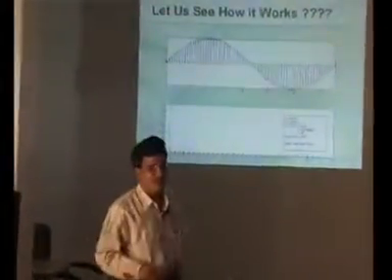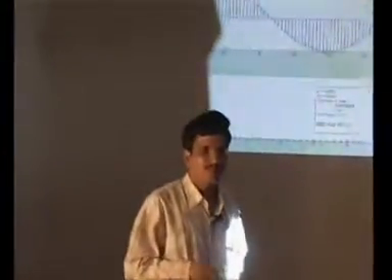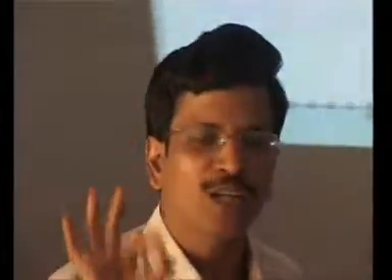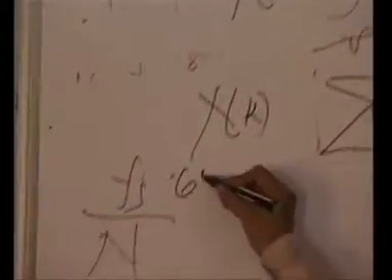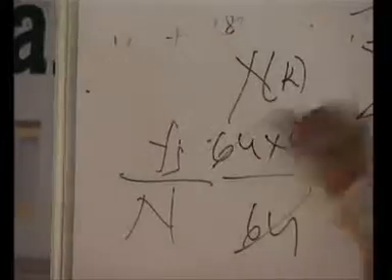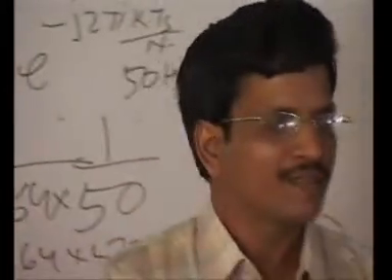What sampling frequency have you chosen? 64 into 50. How many points are you taking in the analyzing window? 64. So the frequency resolution is fs divided by the number of points. What is your fs? 64 into 50, divided by the number of points, 64. So your frequency resolution is 50. That indicates that it is k.